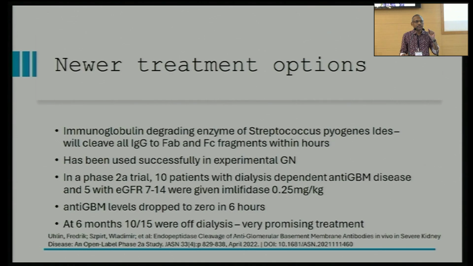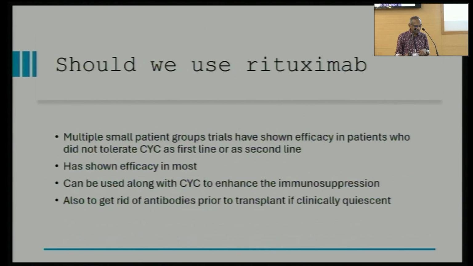At 6 months, you can see that 10 out of 15 patients are off dialysis. Now that is a response which has not been seen in any other therapy so far. So probably imlifidase has got a good bargain. Imlifidase can be given only once. We develop antibodies against it, and the second time we give it, it is not very effective. That's what has been seen in the transplant trials which have been done with imlifidase. So hopefully we need to give it only once in this condition.